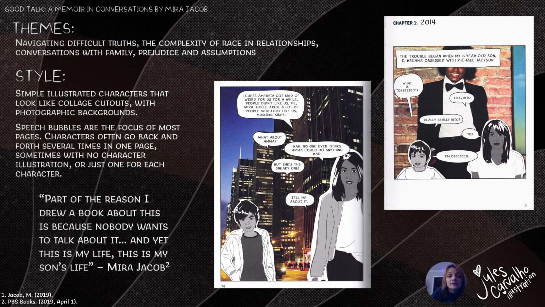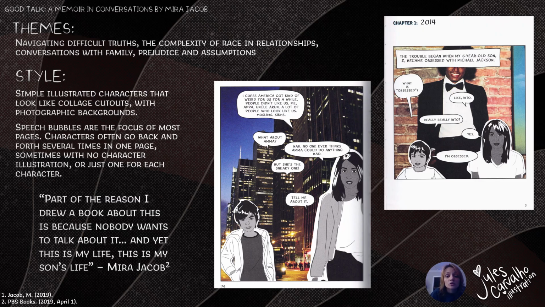Jacob's style consists of simple illustrated characters that look like collage cutouts with photographic backgrounds. She's illustrated her main characters at different ages with different outfits and hairstyles and uses those to contextualize her speech bubbles, which carry the storytelling weight of most of the pages. The characters often go back and forth in a conversation several times in one page. Sometimes there's no character illustration on the page at all, or just one for each character.